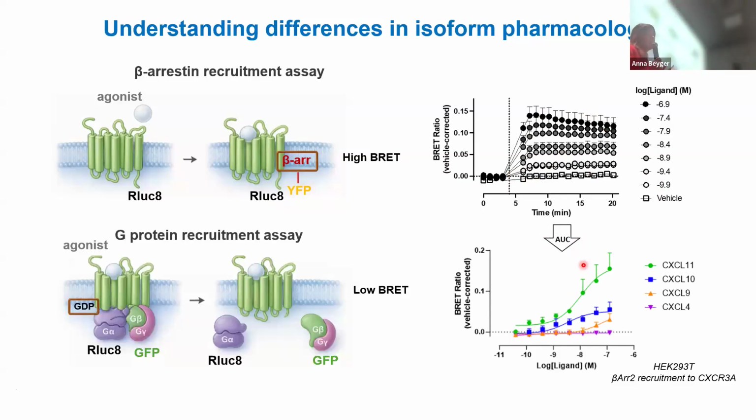For the G protein recruitment assay, the principle is similar. However, here we attach the luminescent tag on the G alpha subunit and the fluorescent tag on the beta gamma subunit. When the agonist binds, the GDP gets exchanged for GTP. There is dissociation between these two subunits, and that leads to a lower BRET ratio, which similarly can be plotted in the same way as a concentration response curve.